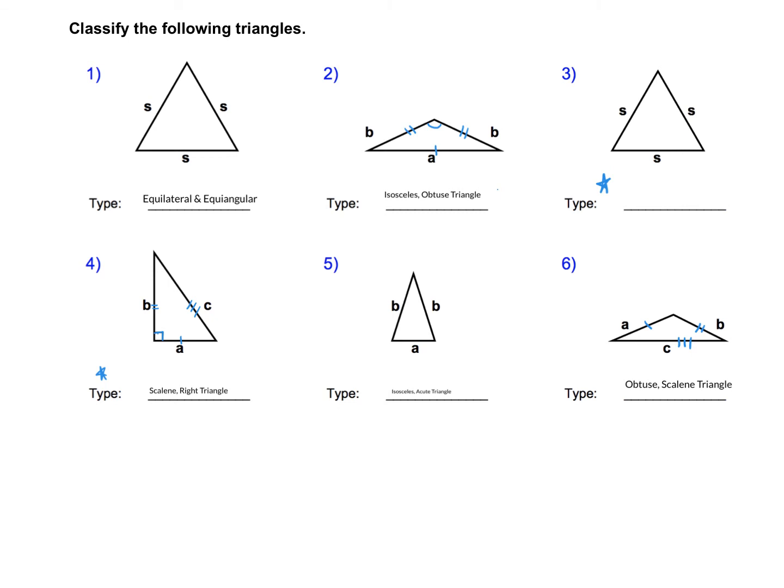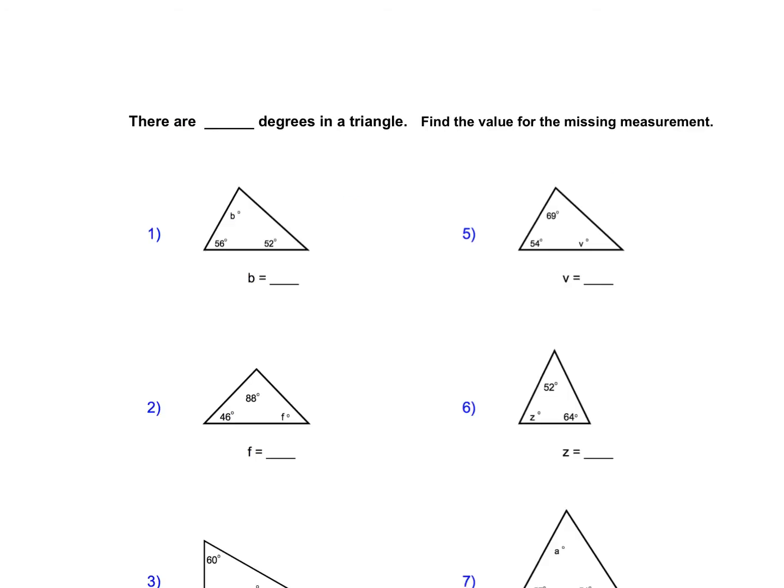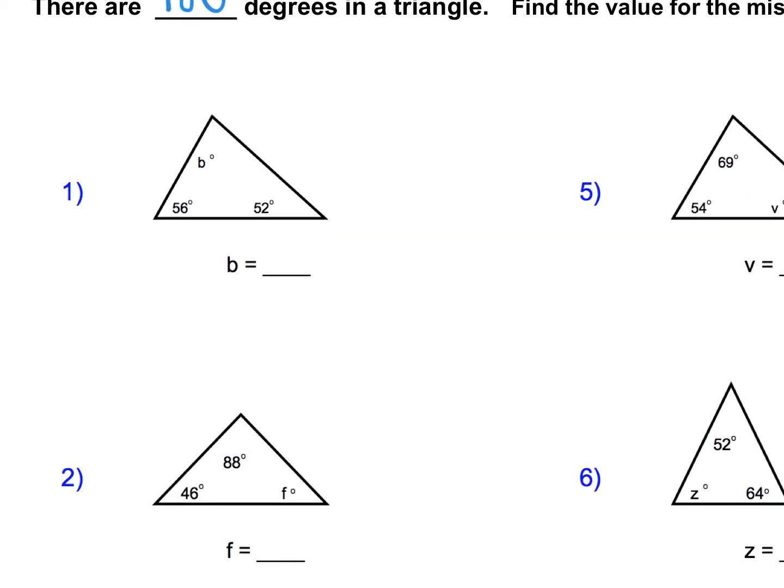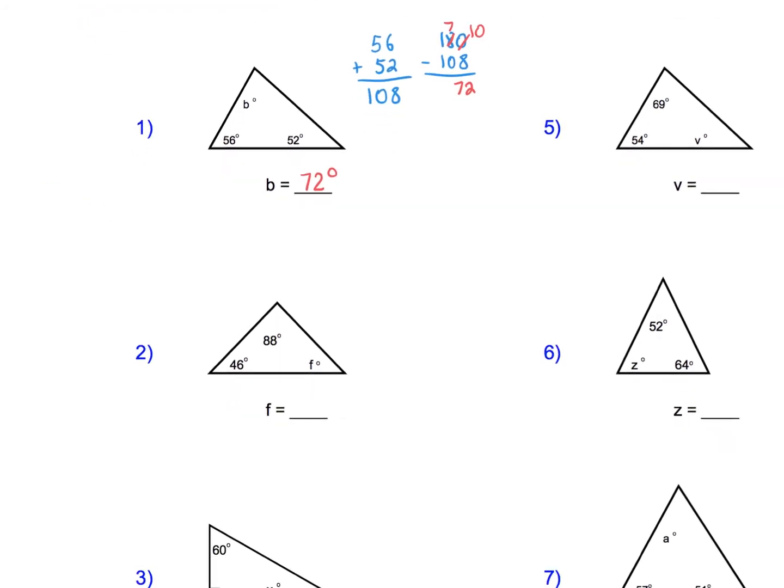Remember, number 1 and number 3 matched. How many degrees are in a triangle? There's 180 degrees. So to find those missing measurements, you need to add up the 2 degrees that they give you here, and then subtract from 180. So for this first one here, you should have gotten 72 degrees. Go ahead and check your other ones with me.